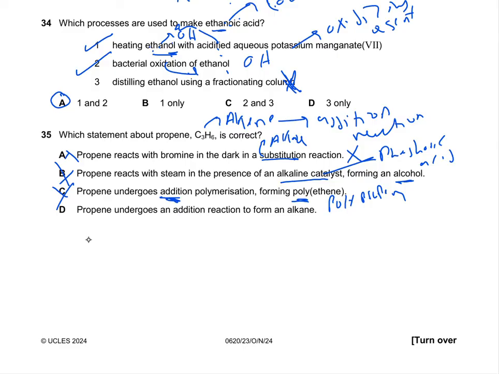D. Propene undergoes an addition reaction to form alkane. Yes, that's true. When alkenes undergo an addition reaction, they form alkanes, because it's called hydrogenation. It's addition of hydrogen. So it becomes saturated and becomes alkane.